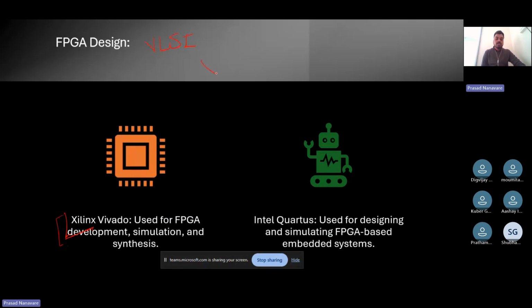Xilinx again, it develops in VHDL, the VHSIC hardware description language. It is a different language for VLSI devices. And again, Intel Quartus is another tool for the same.